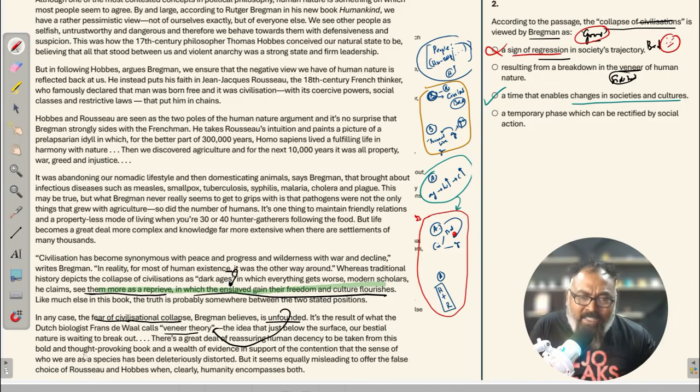Why do you want to rectify something good? Look at the tone mismatch. Why do you want to rectify something that is good? That doesn't make any sense at all. So the answer to this question is answer choice number 3.